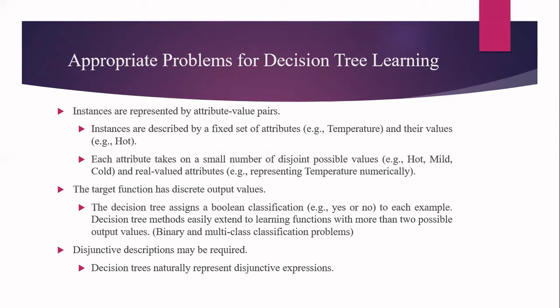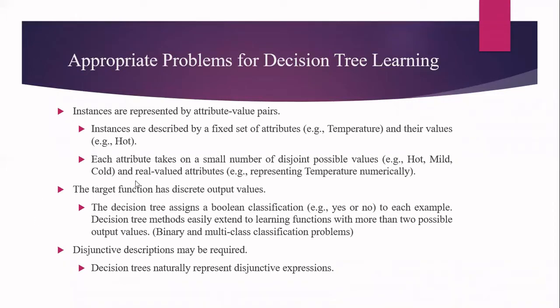One more thing is, these instances have attributes, and these attributes can take values from a small number of disjoint possible values. That means if I say temperature, I can say that temperature can be either hot, mild, or cold. There are 3 different values. So if these values are small in number, you can apply the decision tree algorithm.